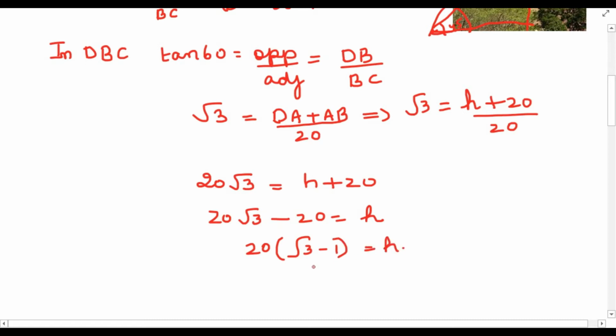So the height of the tower is 20 into (√3 minus 1). You can even simplify this by substituting the value for √3 as 1.73, and then you can simplify, or you can leave the answer like this also. 20 into (√3 minus 1) is the height of the tower.